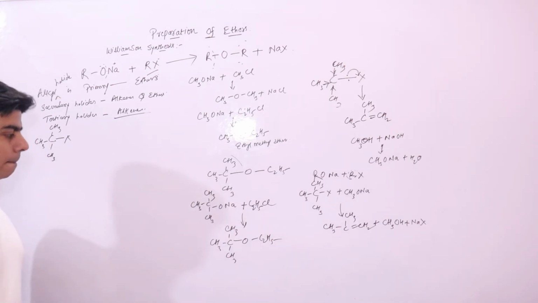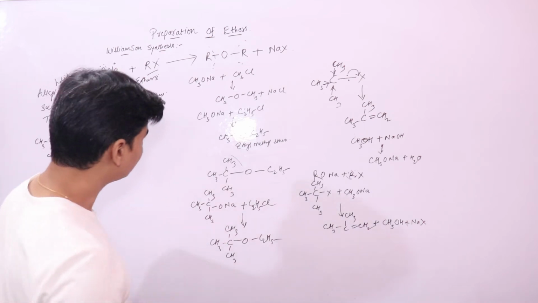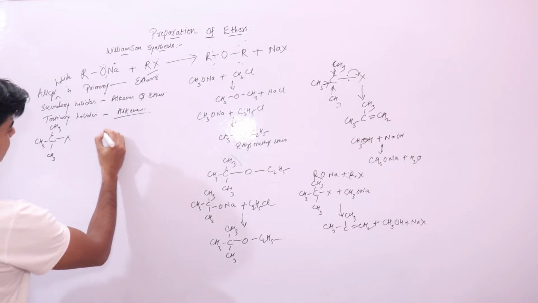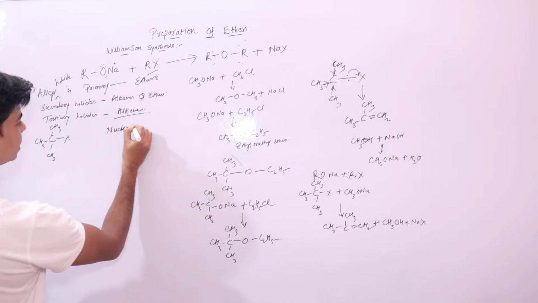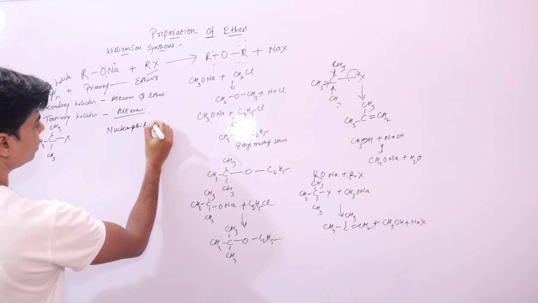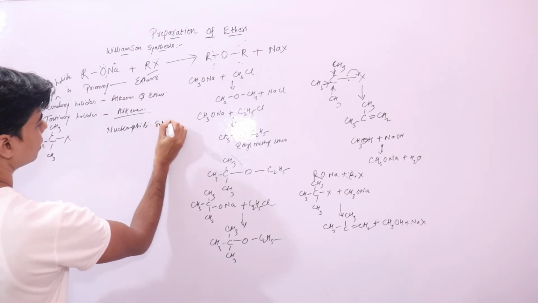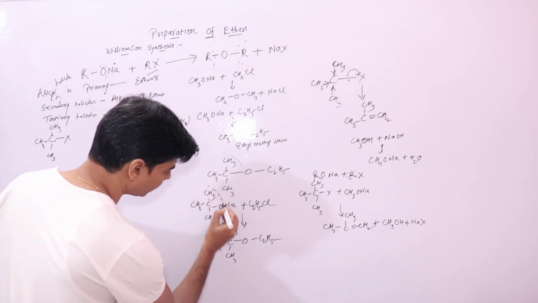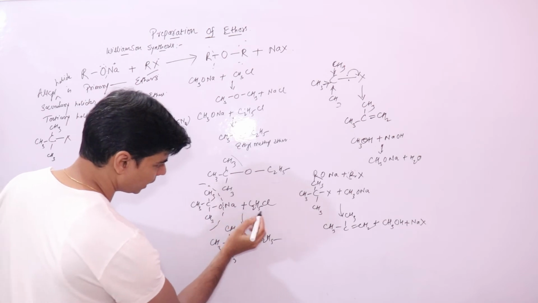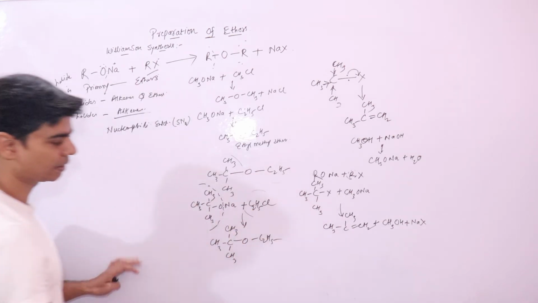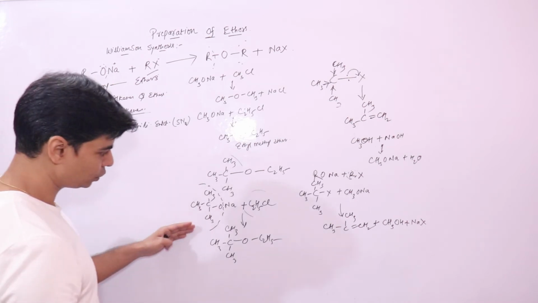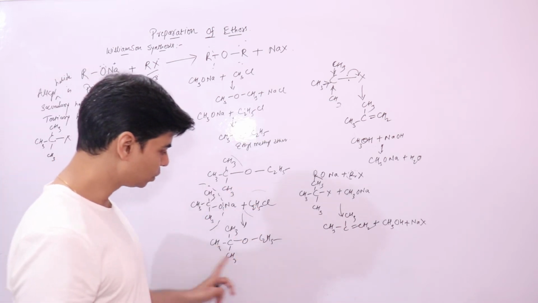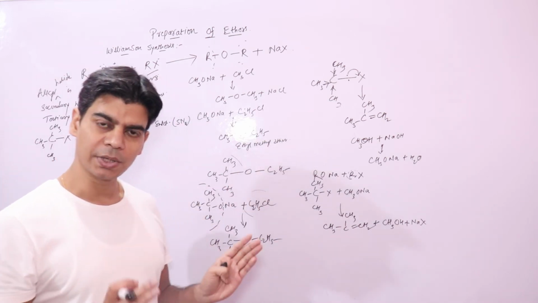So first just understand that this is Williamson synthesis. Now let's look at the mechanism, right? Williamson synthesis is a nucleophilic substitution reaction, and this is your SN2 reaction, right? Where this nucleophile will attack this alkyl halide, and this will go through a transition state, right?